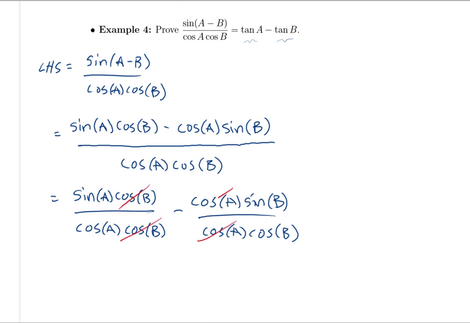Cosine of B's cancel, cosine of A's cancel. And we've just got sine over cosine in both terms. So that's the tangent of A minus the tangent of B, which of course is our right-hand side.